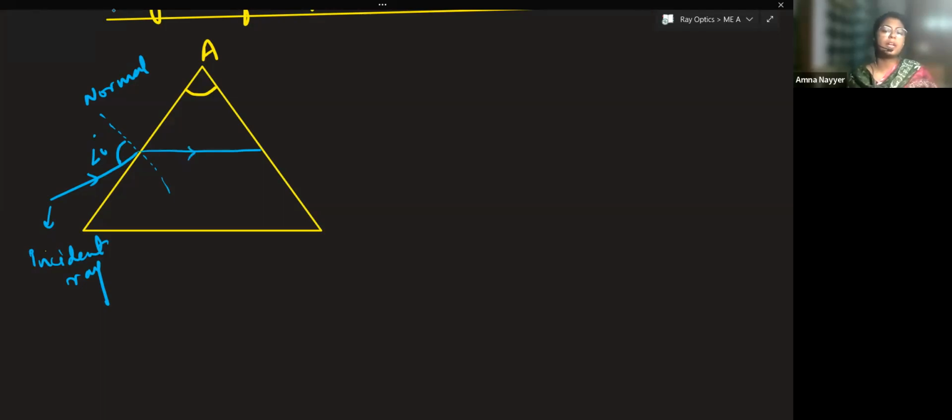At this surface, what will happen? The ray will travel from the denser to the rarer medium. And this is the normal. So now it will move away from it. Why will it move away? We have already discussed the rarer to denser and denser to rarer surfaces. Fine.